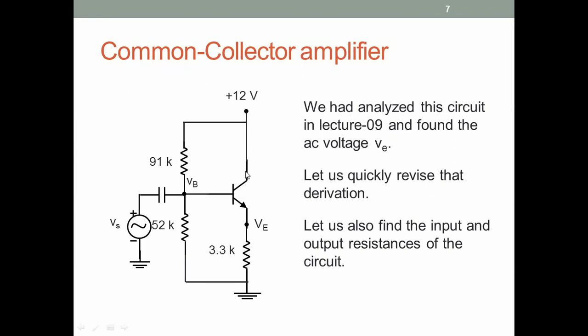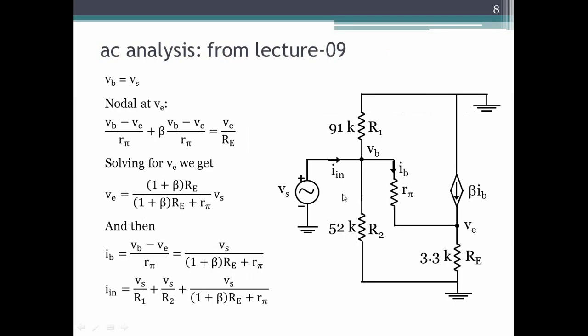Now we have analyzed this circuit with RC, but it doesn't matter, in lecture 9, and we had found an expression for VE. Let's quickly revise that derivation, and then let us also find the input and output resistance of this circuit, input at the base, output at the emitter. Okay, so this is the derivation I have copy pasted from lecture 9. So you will hopefully recall this circuit.